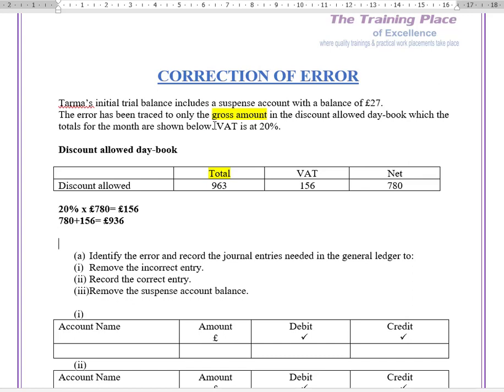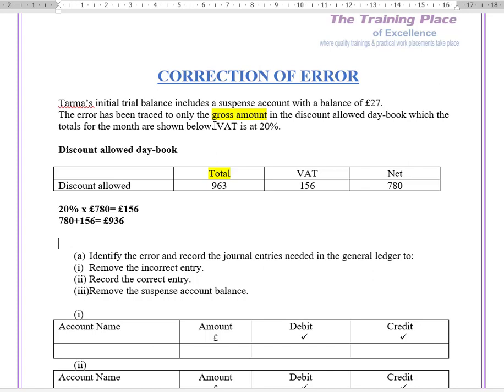I've established that. The next thing I need to think about, it says to us, identify the error and record the journal entries needed in the general ledger to remove the incorrect entry, record the correct entry, remove the suspense account balance. Okay, how do I do this? You, of course, have a couple of different ways to do this, but because there is a particular exercise in front of you asking you to remove the incorrect entry and record the correct entry, that restricts the options available to me. So I have to comply with what the question says. It says remove, record, and then remove. So we will do that.